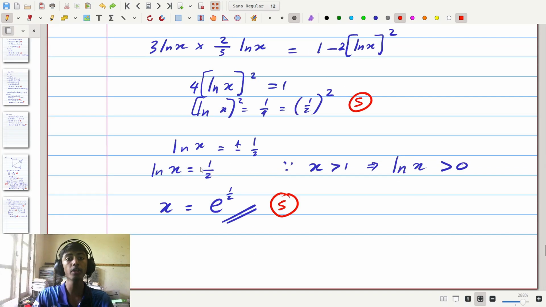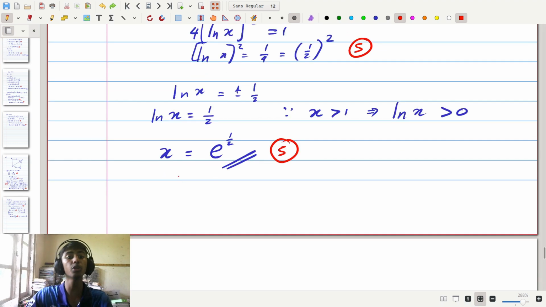And then when you solve for the positive value, since we know that x is greater than 1, meaning the natural logarithm of x is greater than 0, and you get the solution of x equal e to the power of half, you get a final 5 marks. So that is going to be all for this question and all for this video.